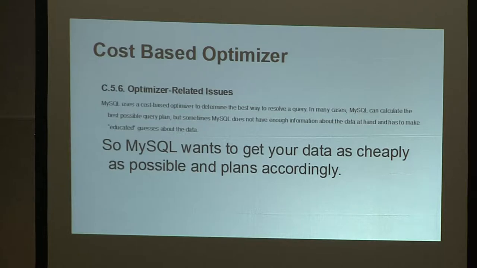MySQL uses a cost-based optimizer. If you heard my talk yesterday, in the future this is going to change because what we're basing the cost on has had its foundations change. Right now it's the cost of disk I/O. So MySQL is trying to figure out, how do I do this query with the least cost?